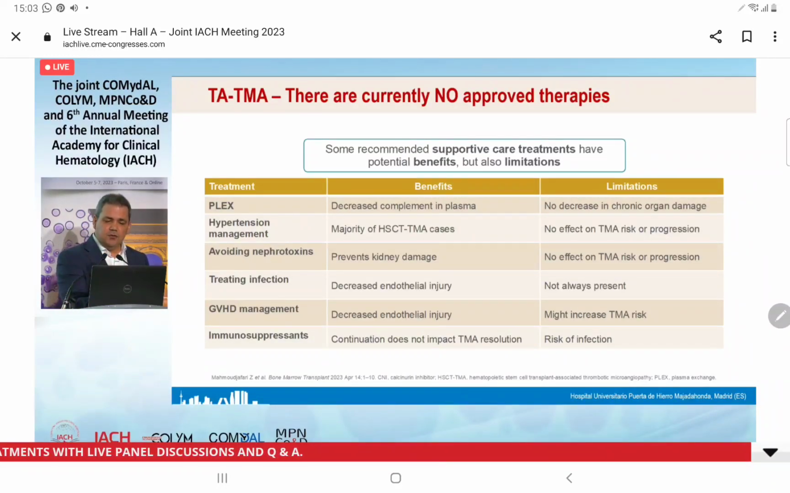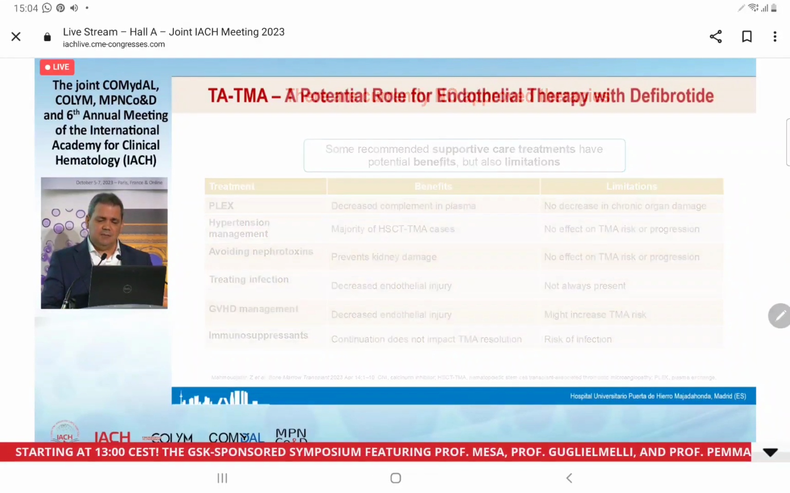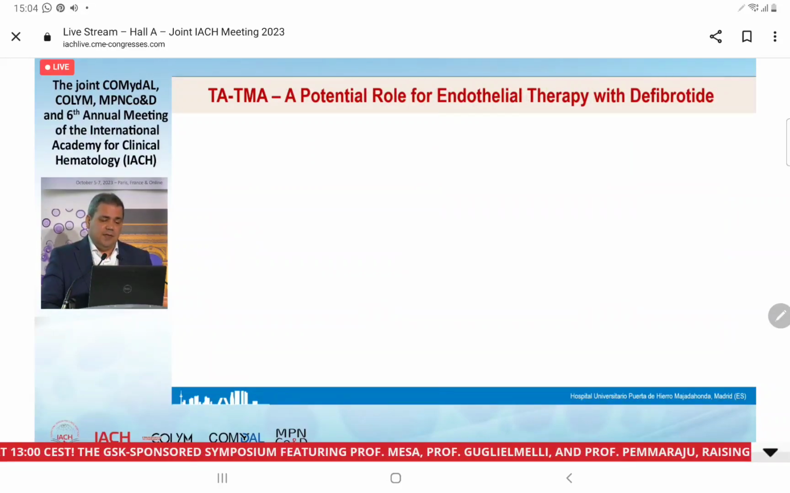There are a number of supportive care treatments with different potential benefits, but also limitations. There's a lot of discussion about whether or not we should discontinue immunosuppressive drugs. There's a limited role for plasma exchange, obviously. Everything that is management, fluid imbalance, hypertension, clearly contributes. Avoiding other renal-injuring drugs is all important. But there's nothing that has been approved. There are a few things that I wanted to mention here.